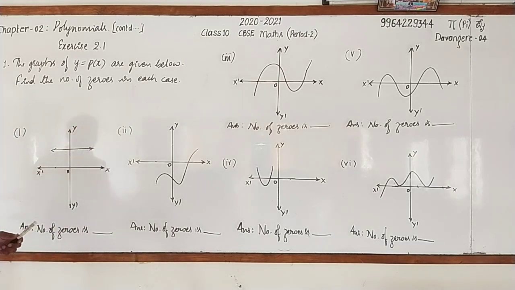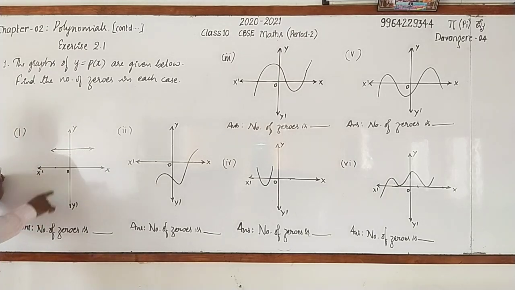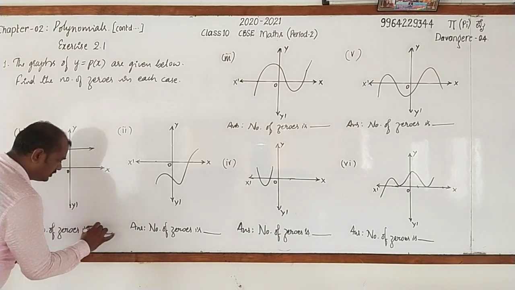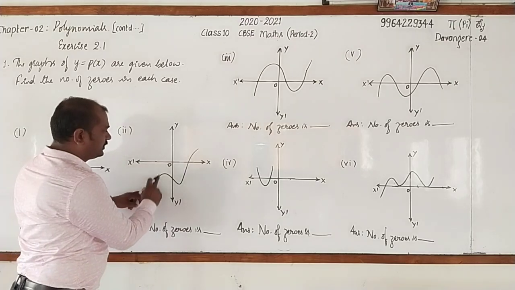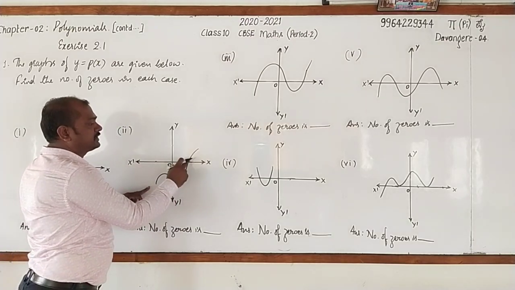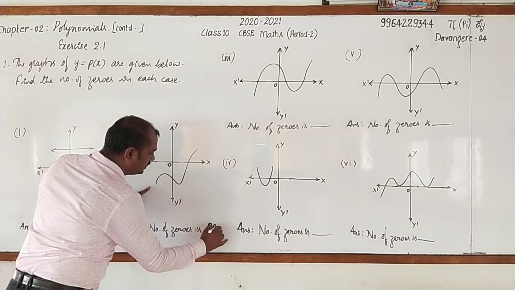Again same. First one, could you tell how many zeros it has? In first case, you can come to know that the graph of the given polynomial is parallel to x-axis. It means it has not intersected the x-axis at any point. Hence, we can say that the number of zeros is 0. Next, second one. The graph has intersected the x-axis at only one point. Therefore, it has 1 zero.